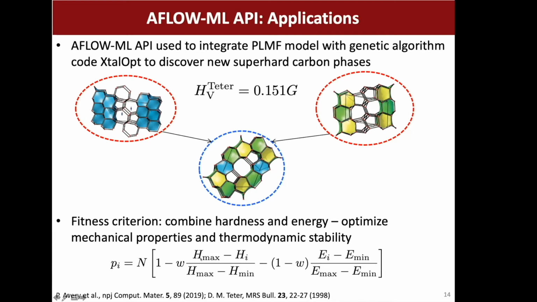So here we have the hardness. We try and find a material with the highest hardness and the lowest energy. And then we assign some weight. In this case, it's just 0.5, so we equally weight hardness and thermodynamic stability. Then based on these probabilities, in the next iteration this will tell you whether or not these structures will be used as the new input structures to form additional structures.